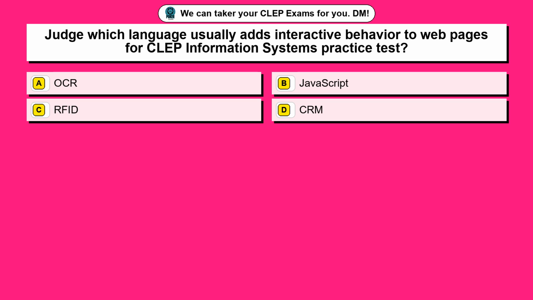Question 36. Judge which language usually adds interactive behavior to web pages for CLEP Information Systems practice test. Option A, OCR. Option B, JavaScript. Option C, RFID. Option D, CRM. The correct answer is option B, JavaScript.